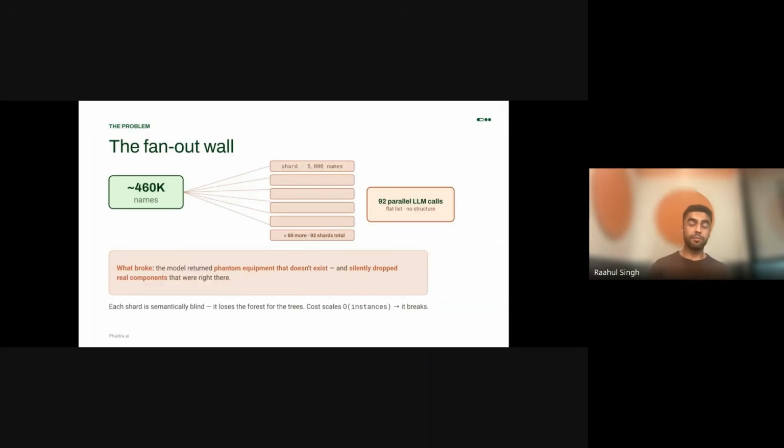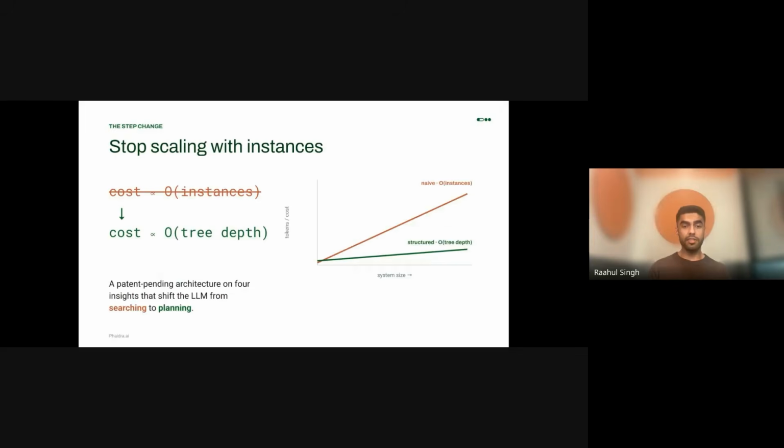Something that we realized here is that as the size of physical infrastructure grows, the LLM-based solutions cannot grow with the size of individual components or instances or nodes. We have to find something that grows sublinearly with increasing equipment count. And this is what we figured out. We should not grow with instances, we should grow with tree depth. Now, what do we mean by tree depth here?